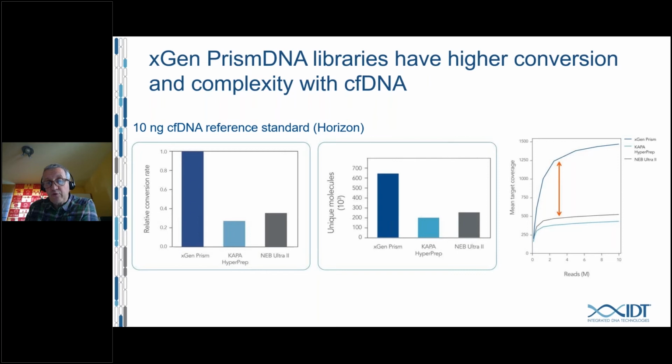getting to a plateau as early as with the alternative technologies, and that the mean target coverage is actually much higher. This is coming from a lower duplication rate, on one side, but also because with the molecular barcodes that are introduced during the library prep, we can include those next to the start and stop positions to identify the unique molecules.